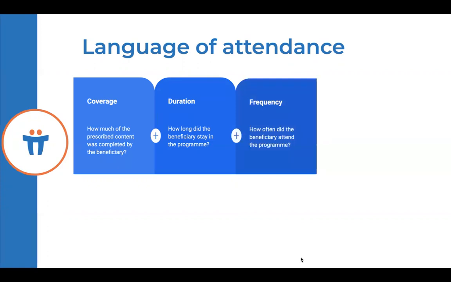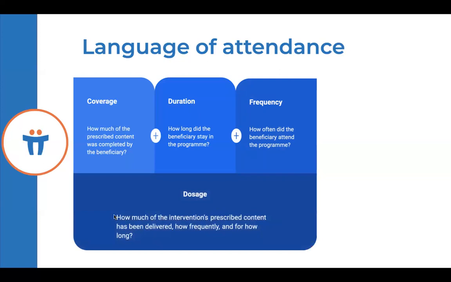And then frequency is how often did the beneficiary attend the program, or how often are they supposed to attend the program. So coverage and duration and frequency. Sorry, there are people in the house next door doing some construction. If you can hear noises, I apologize about that. So the duration, how long they stayed in the program, times the frequency, how often they attended the program, plus what they covered is what we call dosage.